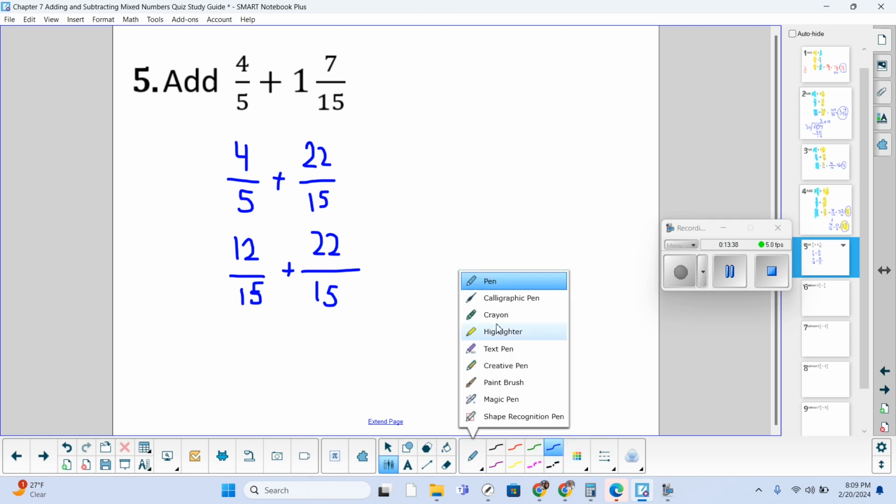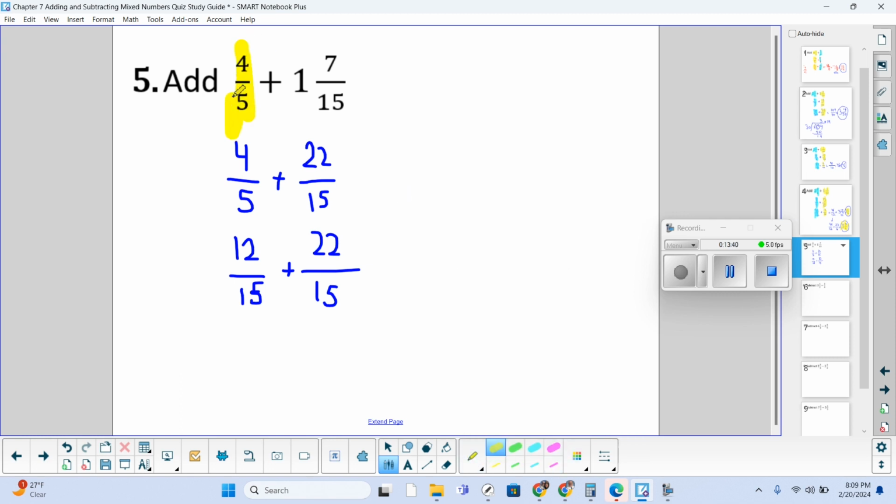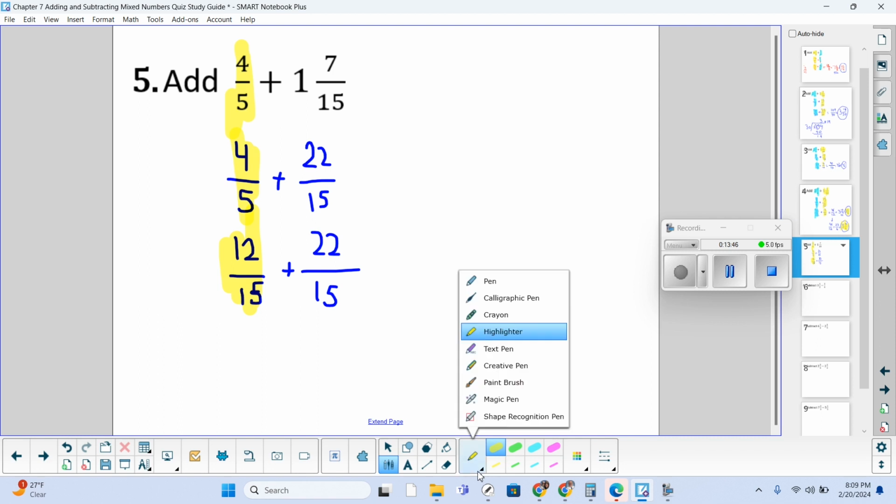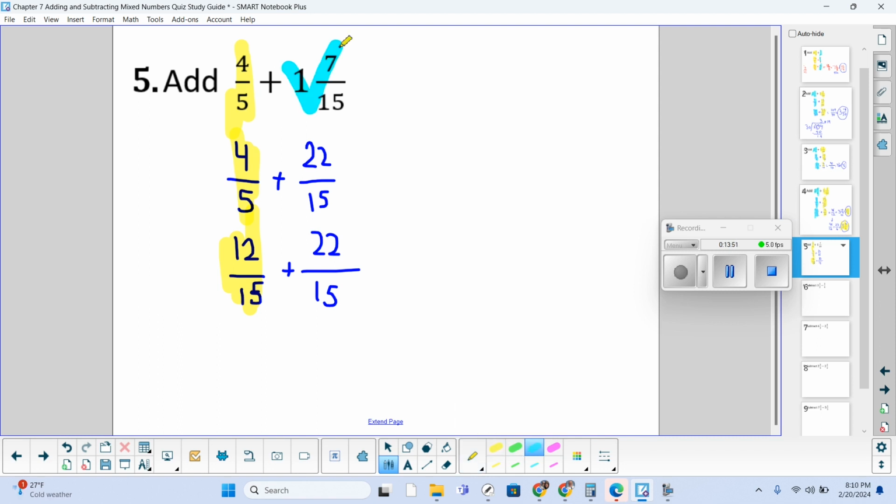All right, so just as a little reminder, 4/5 goes with 12/15, just like 1 and 7/15 goes with 22 over 15. They're equal to each other. And obviously 22 over 15 is equal to 22 over 15. So when we add these up, what do we get? We get, let's change our pen here.